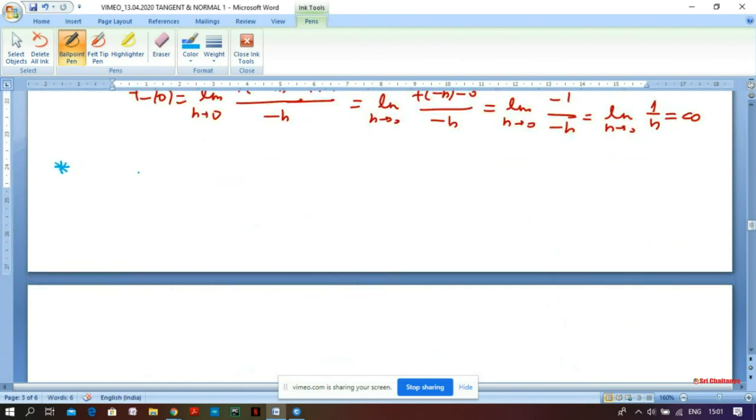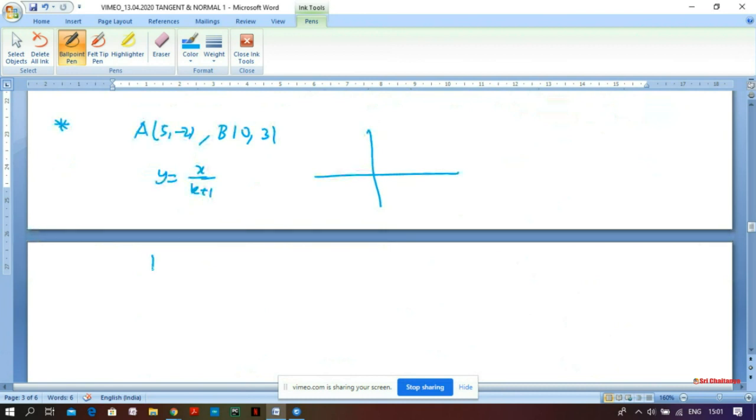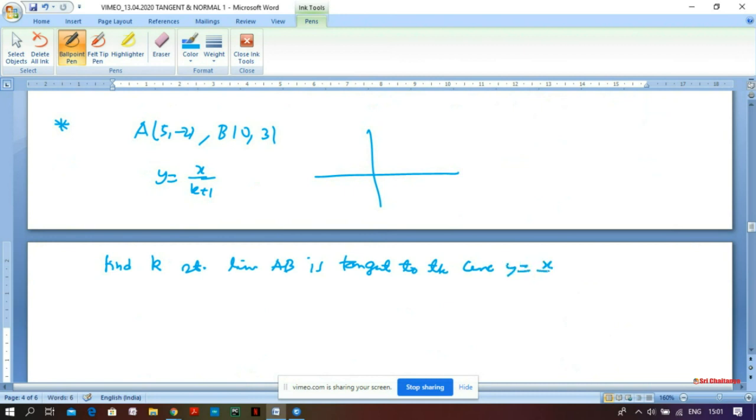Say there are two points, A is (5, -2) and B is (0, 3). We have some curve, y is x upon k plus 1. My question is: find k such that line AB is tangent to the curve y equal to x over k plus 1.